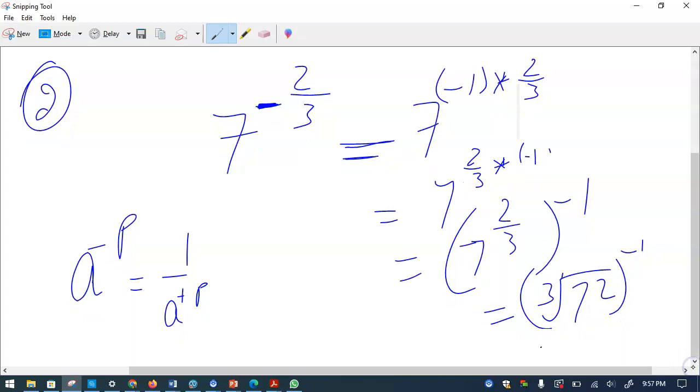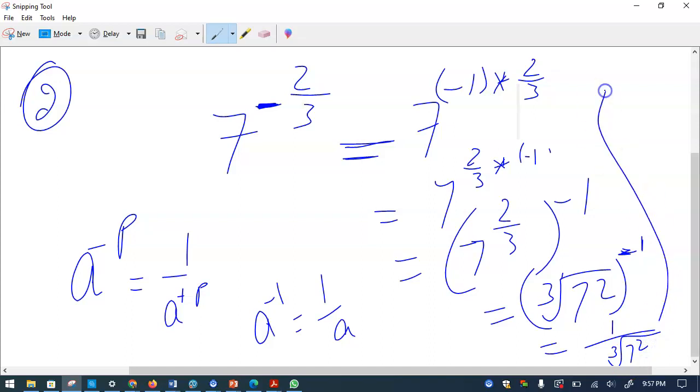Because of this minus 1, you know that a raised to minus 1 is 1 over a. So this becomes 1 over the cube root of 7 squared. Of course, you know the answer: 7 times 7 is 49, and you're done. So this is how you're supposed to do it. And then I want to walk through one more.